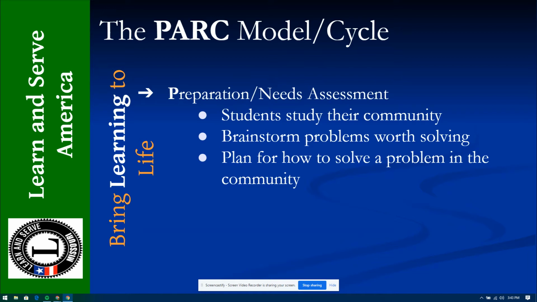So the preparation needs assessment. We work together with our students to think about what is it in our community that we could work towards, to do service towards or to improve. So the students come together to brainstorm problems worth solving. And then they work and plan for how they will actually help impact the community through their service.